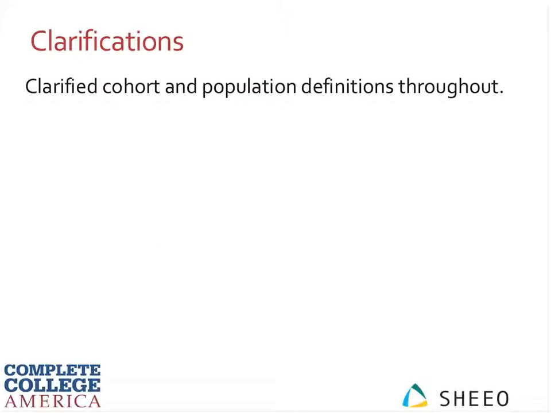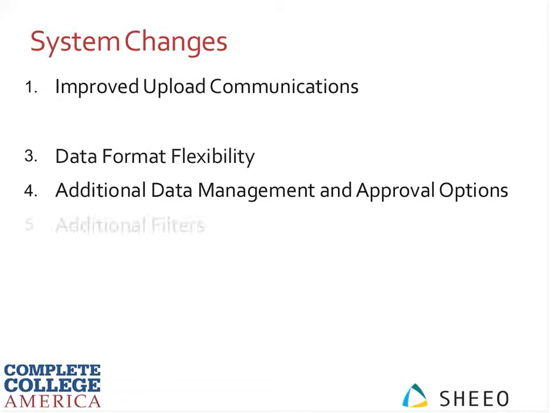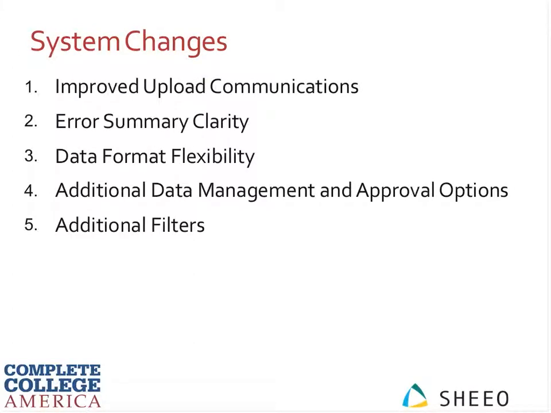In terms of other changes that were made to the metrics technical guide, we made a number of clarifications. Most of these were designed to help ensure that our cohorts and our population definitions are consistent throughout and very clear. We get lots of questions around how to define cohorts, and so we're just trying to be vigilant and more clear so that we get more consistency in the data. And then finally, there are a few system changes that we made.